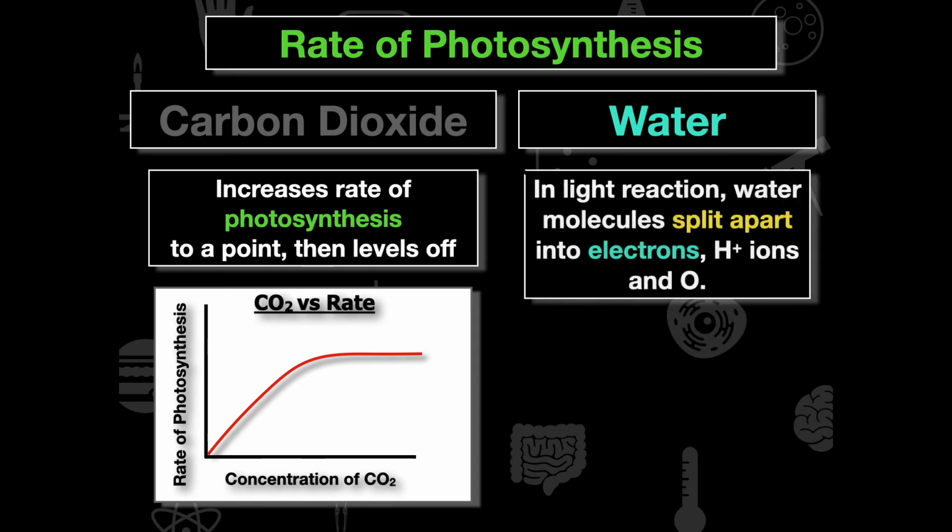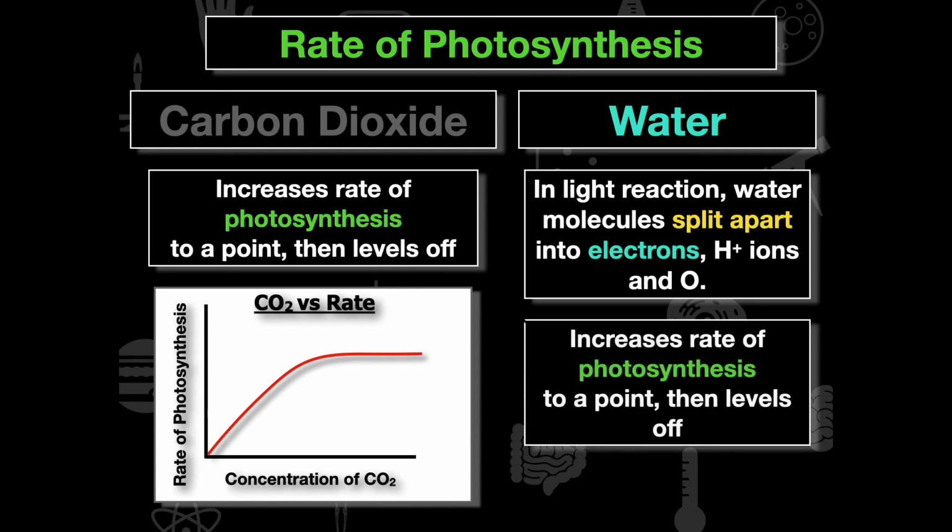And if we see the same thing for water, in a light reaction, water is going to be split apart, and we're going to be using those H+ ions and creating oxygen. And if we increase the rate of photosynthesis to a point with water, it's also going to level off and taper off just like CO2 and just like light intensity.